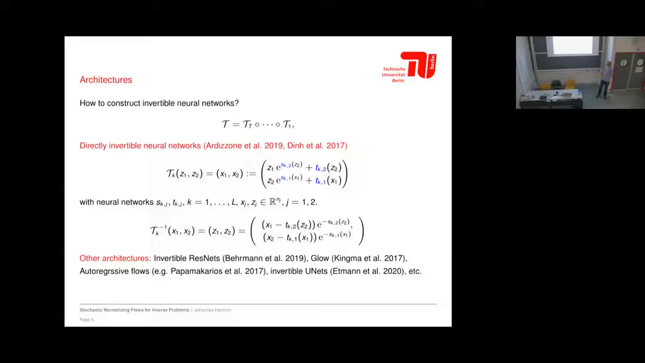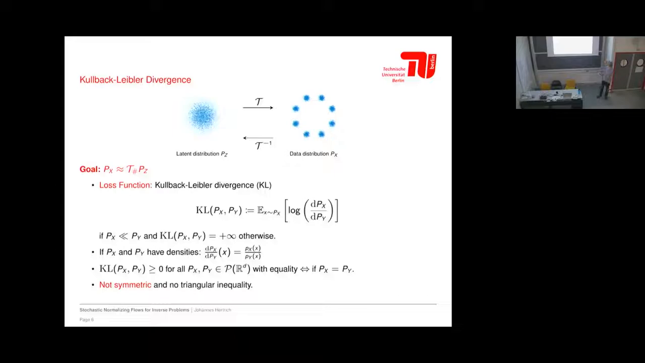There are also other ways to design such invertible layers. There is lots of literature about it, but I don't want to speak too much about the architectures today. Once we have fixed an architecture, the question is how to learn such a normalizing flow. Recall, we want to measure the similarity of two probability distributions, and one way to do this is the Kullback-Leibler divergence.